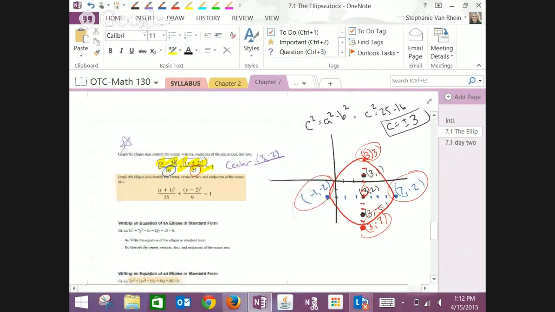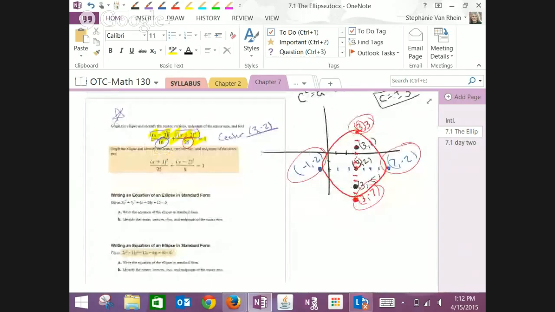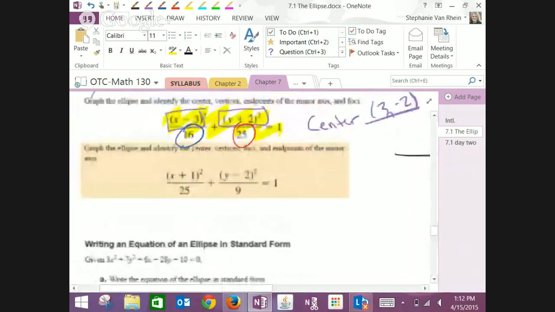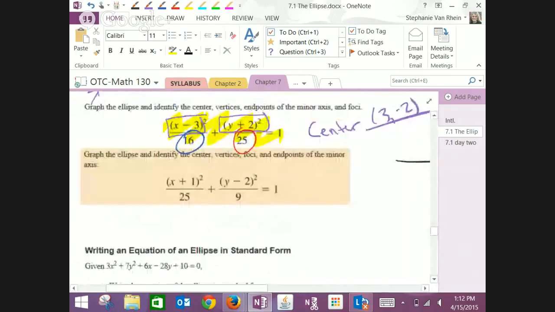So I want you guys to work on the second one. What would be the center? Minus 1, 2. And you don't actually have to put a grid system on there. You can just say, okay, this is minus 1, 2. If I move to the right or left, my y is going to be the same. If I move up or down, my x is going to be the same.